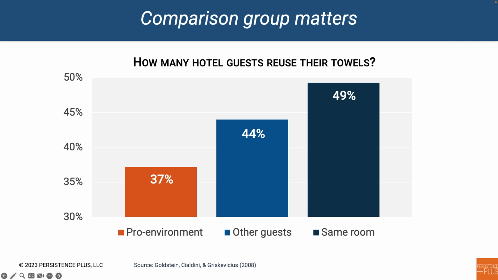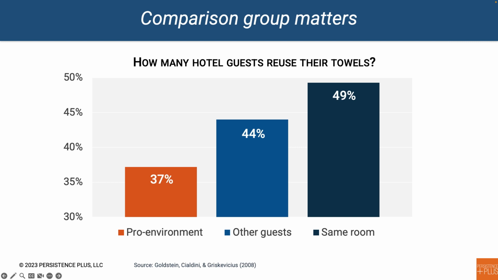When the placard said that the majority of people who stayed at this hotel reused their towels, rates went up to 44%. When the placard said other people who have stayed in this room reuse their towels, that was the most effective norm they found in their study. It raised towel reuse to 49%. So this study tells us a couple of things. One, social norms, even communicated to people on something that you're never going to get to observe, can be very influential. And two, social norms can be a little quirky.